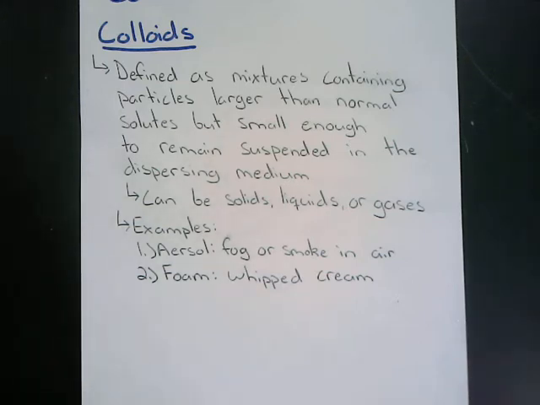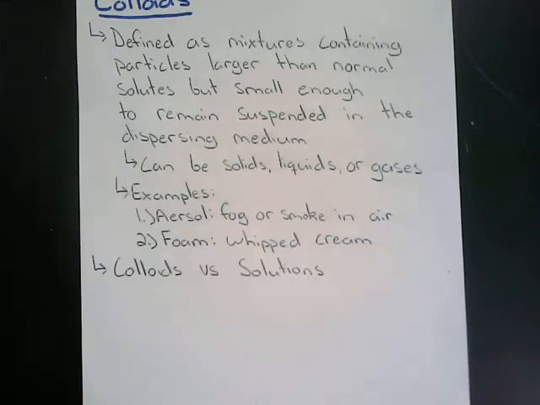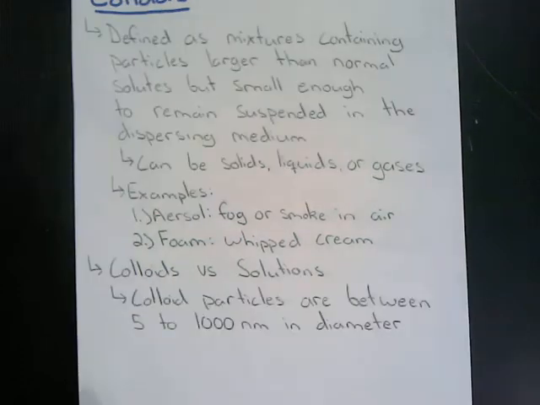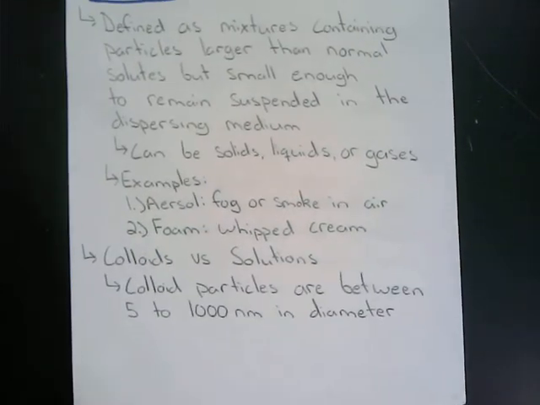Now, the other thing that we need to distinguish is how colloids differ from solutions. A colloid has particles that are between 5 and 1,000 nanometers in diameter, and a solution has solutes that are less than 5 nanometers in diameter.